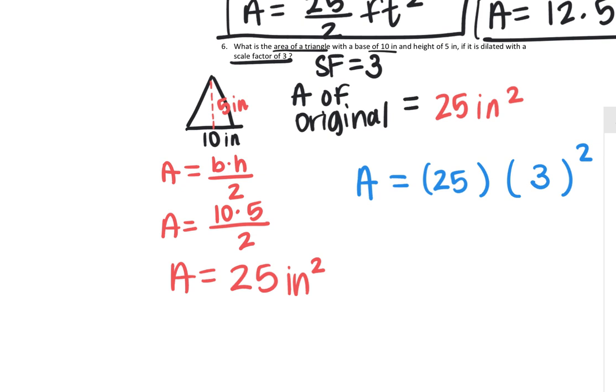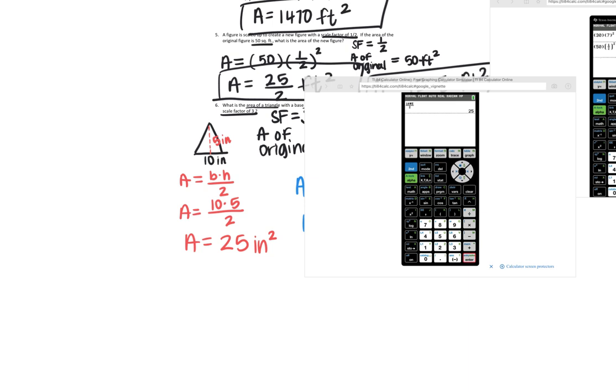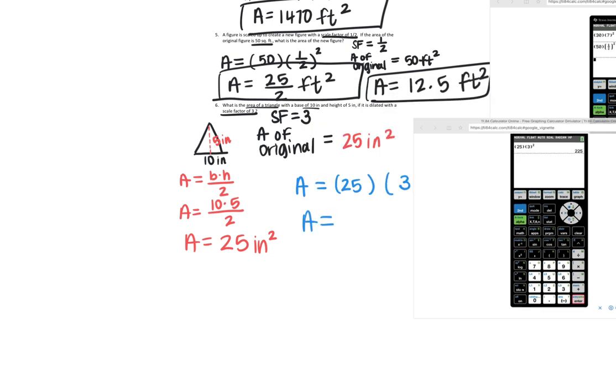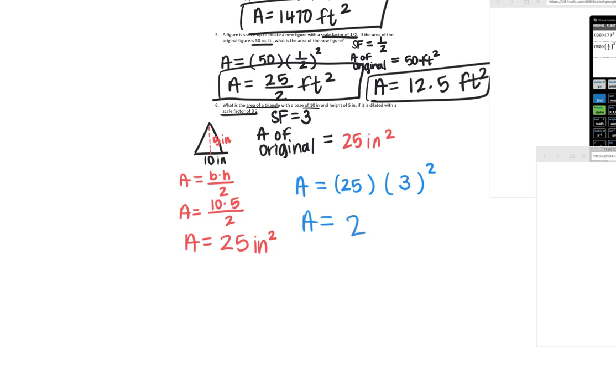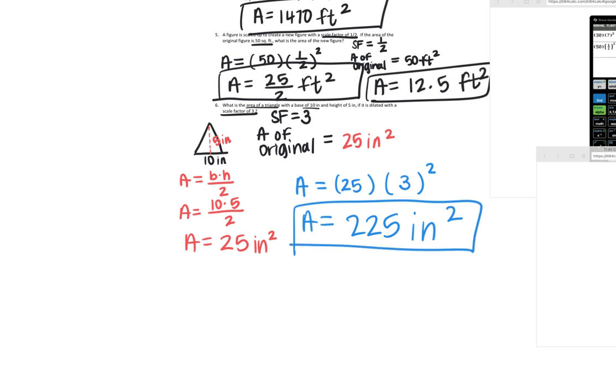So area equals, well, let's look at our calculator here. So it's parenthesis 25 parenthesis 3 squared. 225 is what you should get. And this is inches squared. This is what I was looking for.